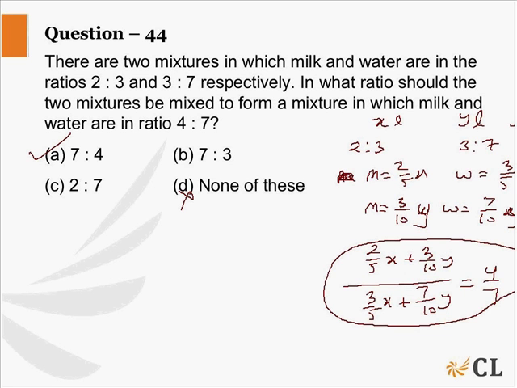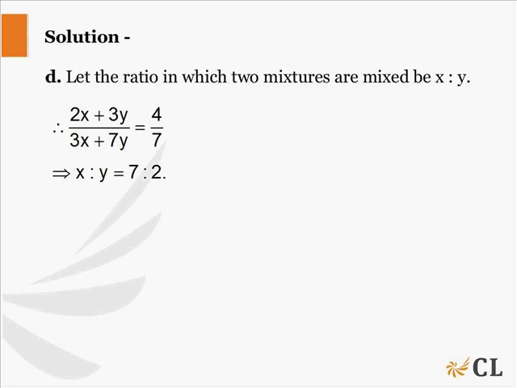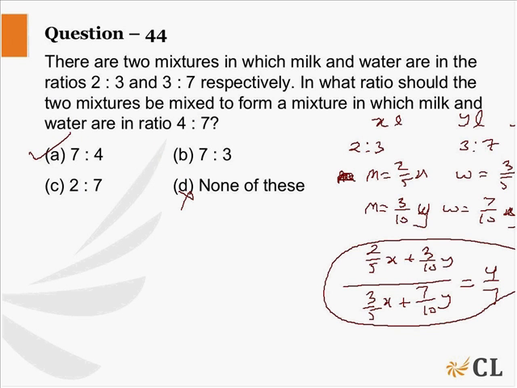But in the solution, what is given? 3x and 2y. See this. This part is wrong. That's why you're getting the wrong answer, right? You solve this, you will get the answer as 7:4.